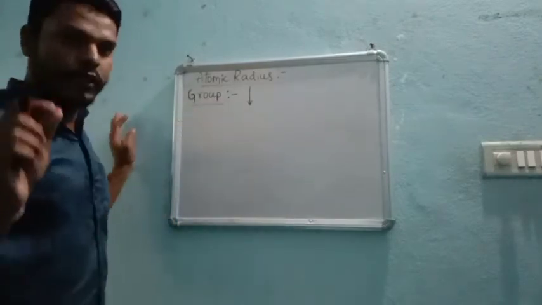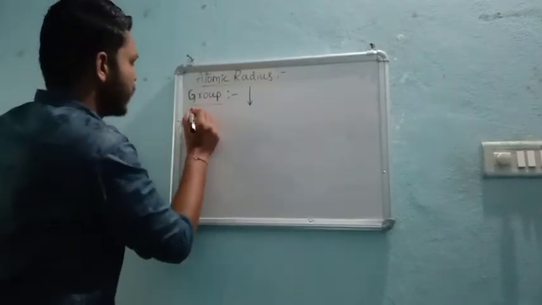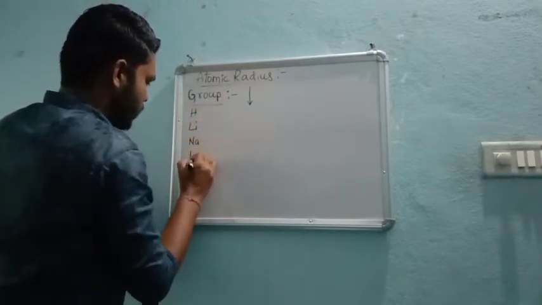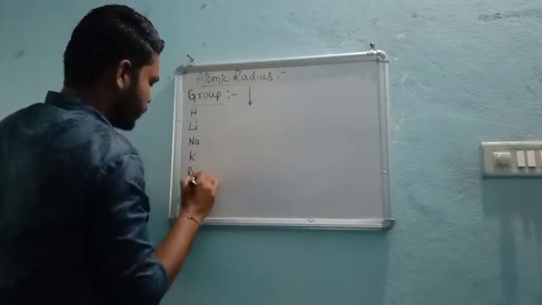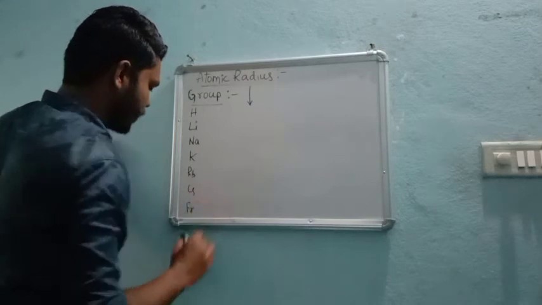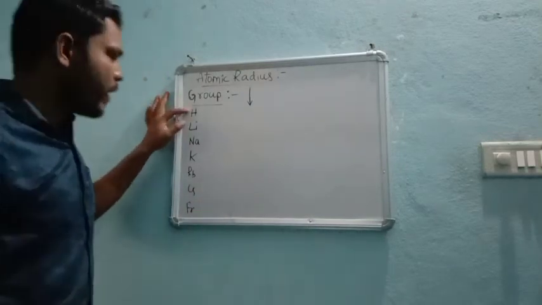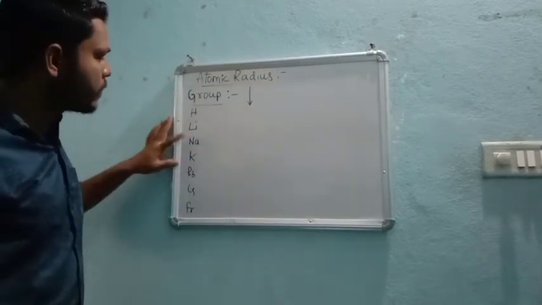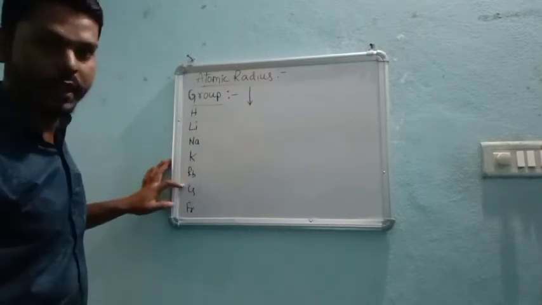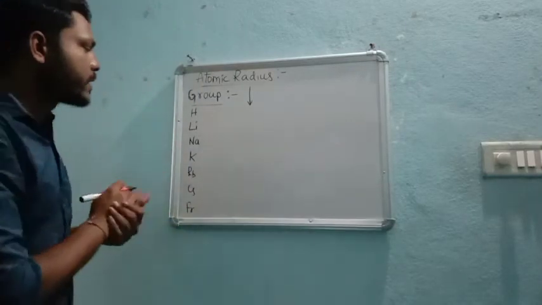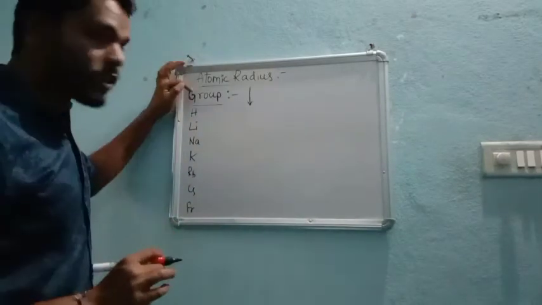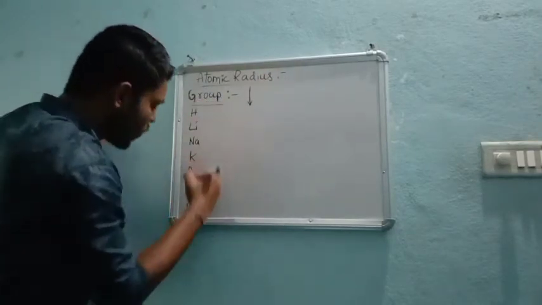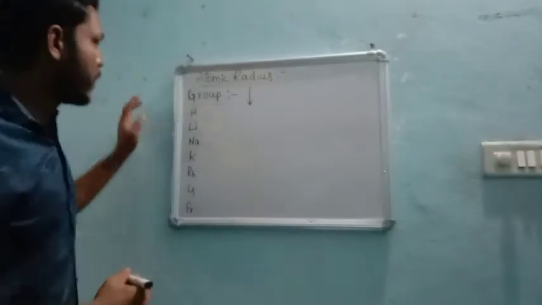So I will show you one group. See, hydrogen, lithium, sodium, potassium, rubidium, cesium, and francium. Hydrogen is the first group of the periodic table. Hydrogen, lithium, sodium, potassium, rubidium, cesium, and francium. These are the 6 elements which belong to the first group. That means, as I said, if we move from top to bottom, then that vertical part is called a group.